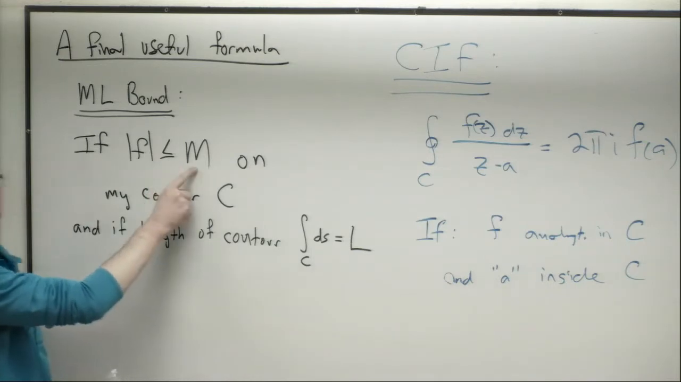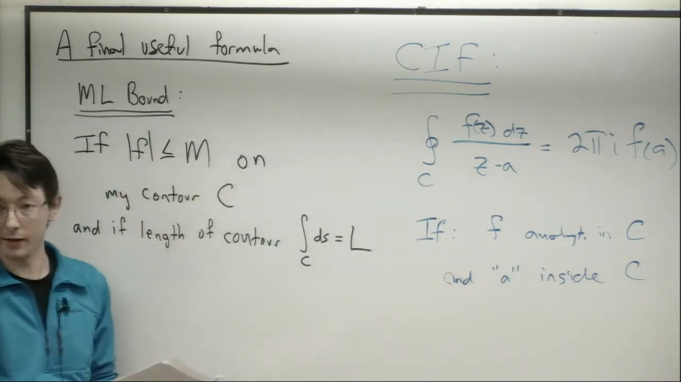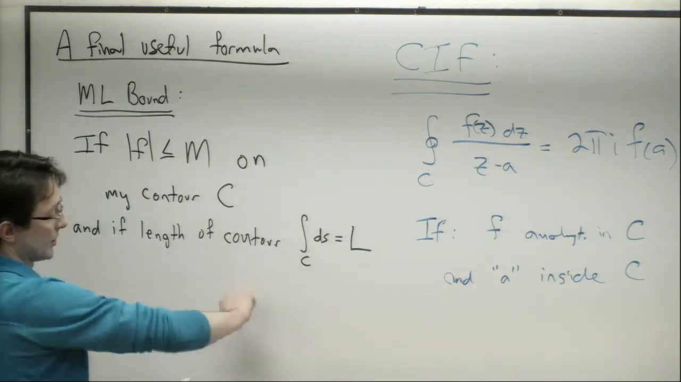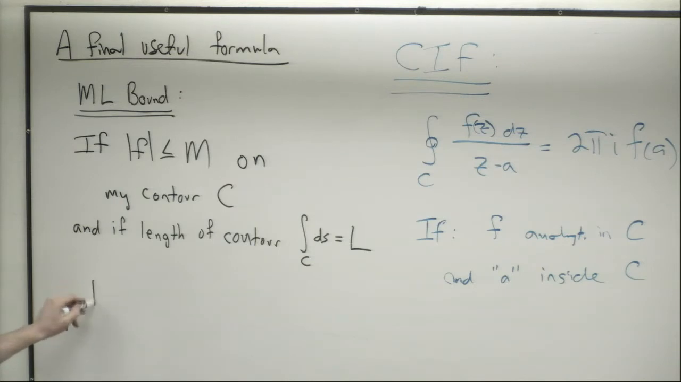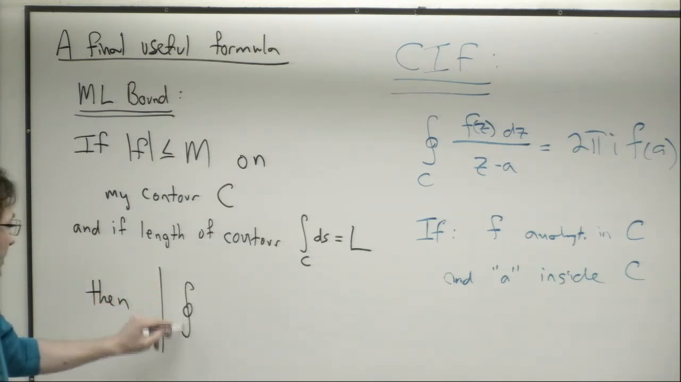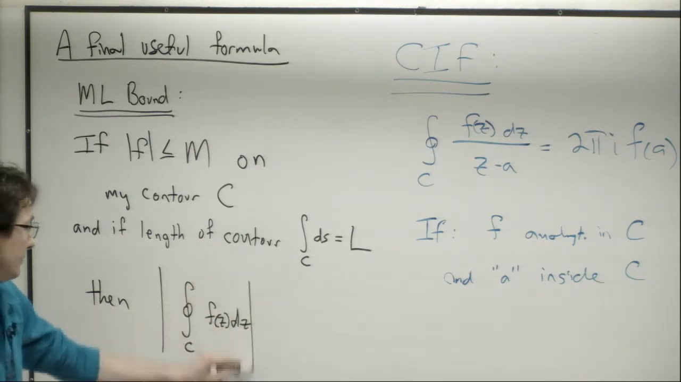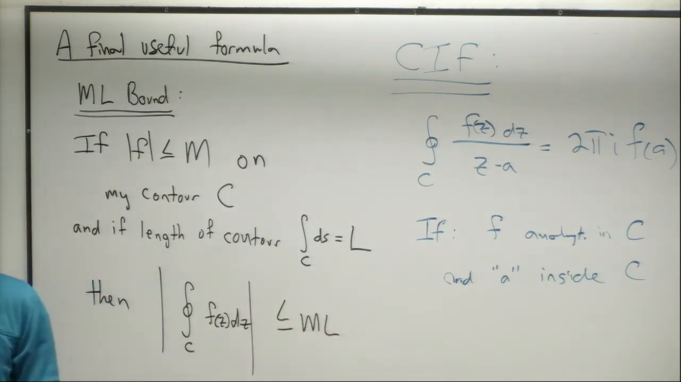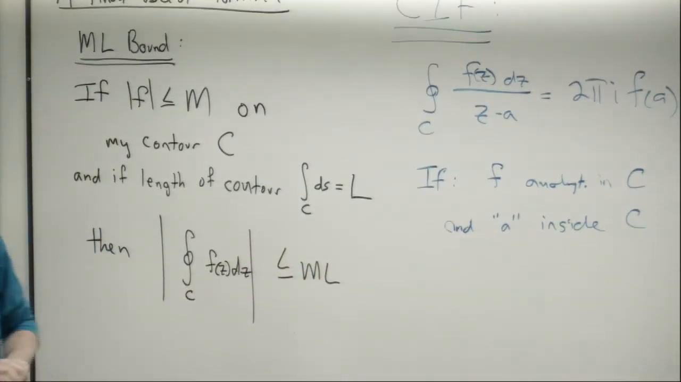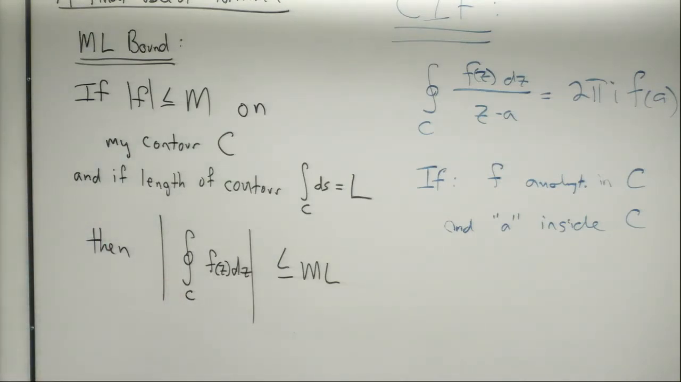So I'm defining M as the bound of my function on a contour, the biggest value that it reaches on the contour, and L is just the length of the contour. Then the absolute value of the contour integral of f of z dz is less than or equal to M times L. This actually makes perfect sense. I'll draw a picture. This is extremely intuitive why this is true.